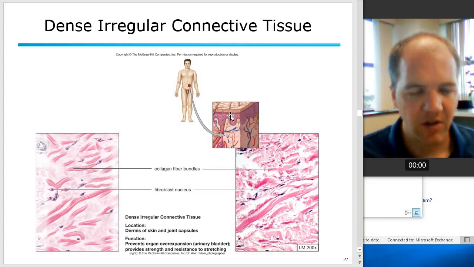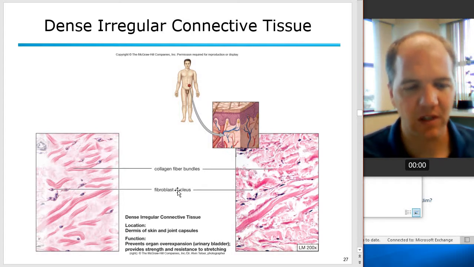So here's our skin. Here's the upper layer, the epithelial, and then we have the dermal layer below that. So here's the epithelial layer, here's the dermal tissue here, and this is all this dense, irregular connective tissue.